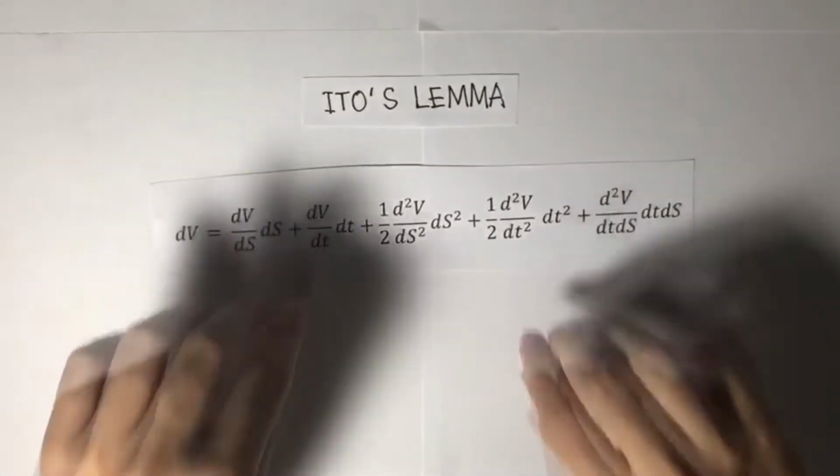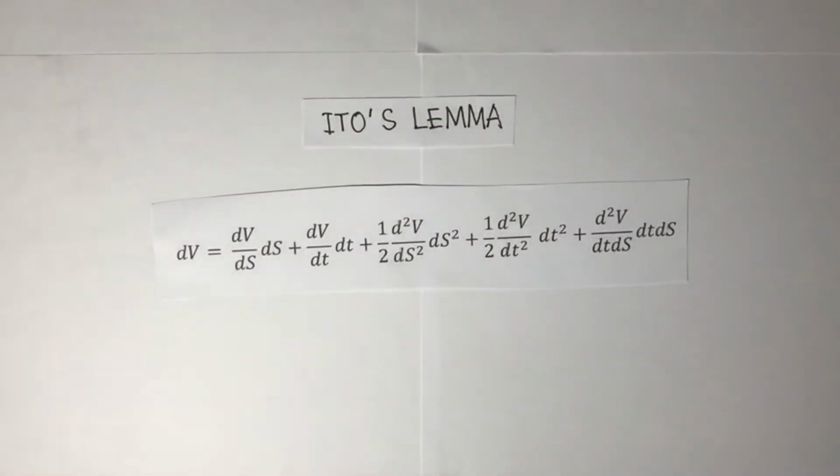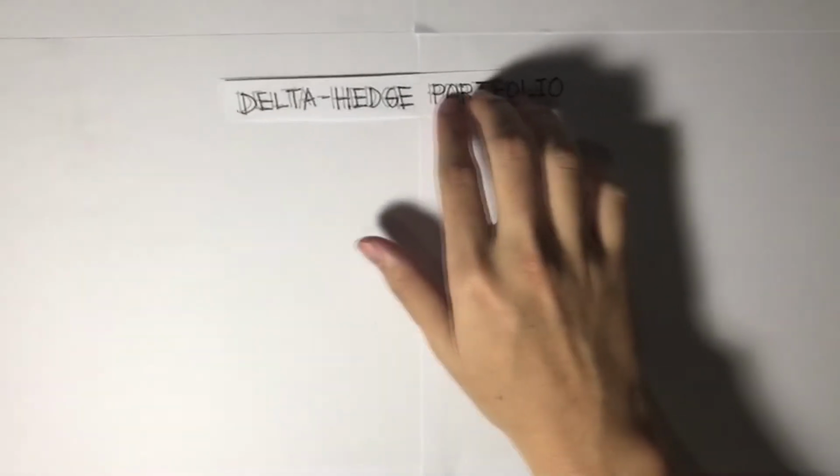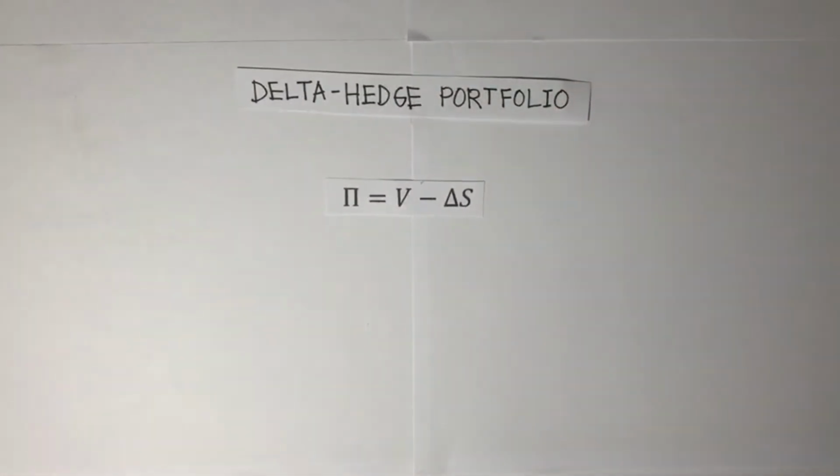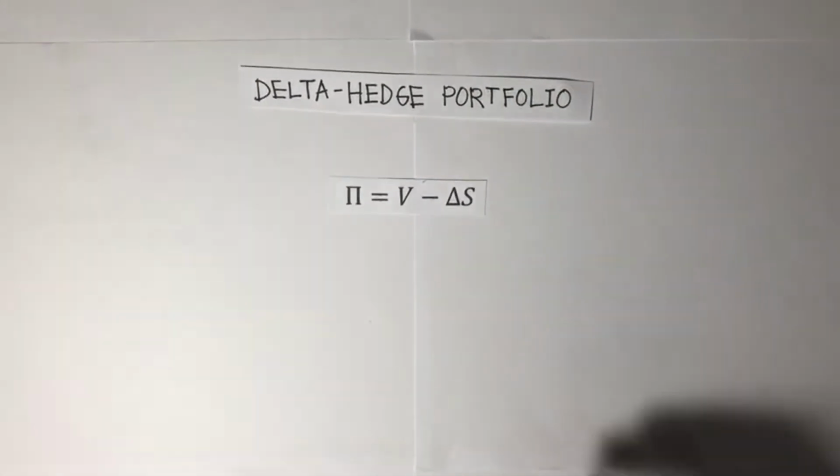Let's move to the next major component, Ito's lemma. The equation here represents the change in value of an option as a function of stock price and time. And now, our last component is the delta hedge portfolio, consisting of two terms: a long position in a call and a short position in stocks.